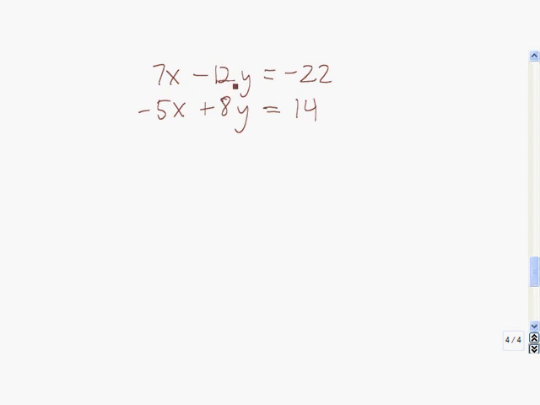If I multiply the negative 12 by 2, I get negative 24. If I multiply the 8 by 3, I get positive 24, and that's going to cause the y terms to cancel out. So let's multiply the first equation by 2 and the second equation by 3.